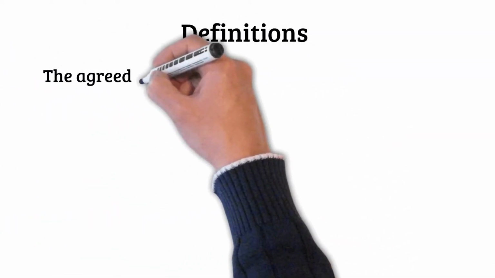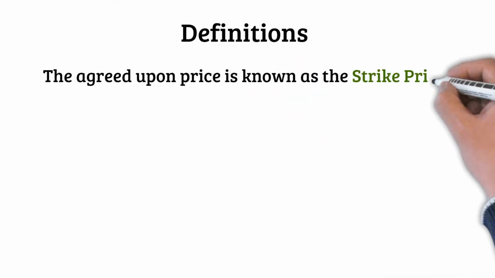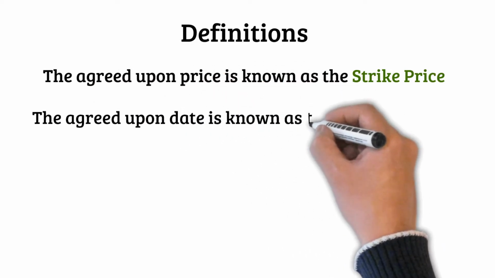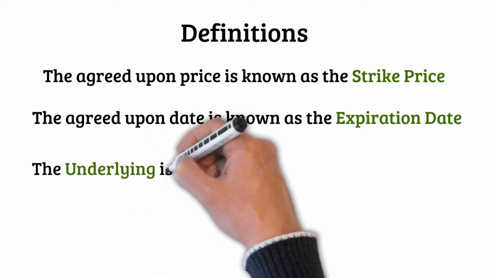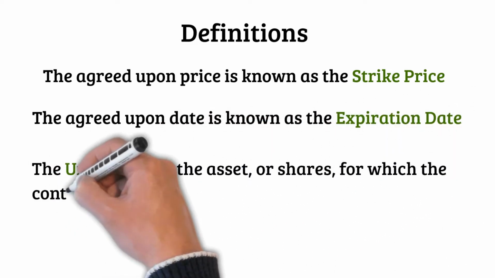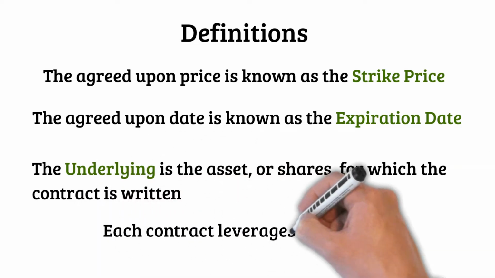Some other definitions that we need to cover are: the agreed upon price is known as the strike price. The agreed upon date is known as the expiration date. Underlying is the asset or shares for which the contract is written, and each contract is worth 100 shares.